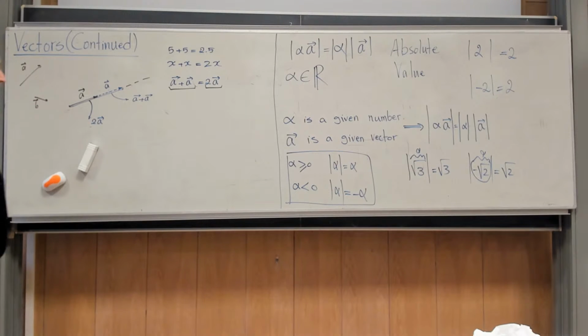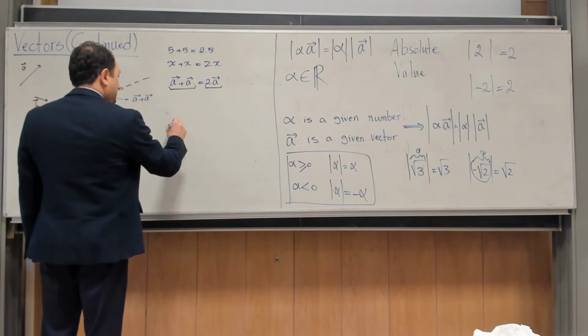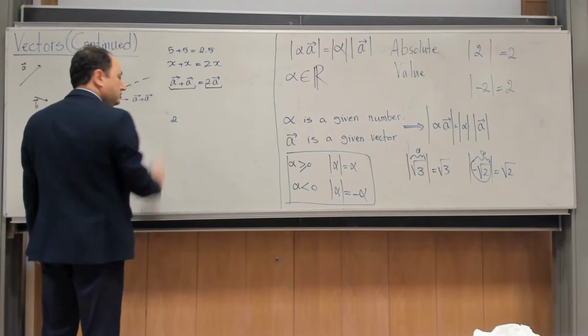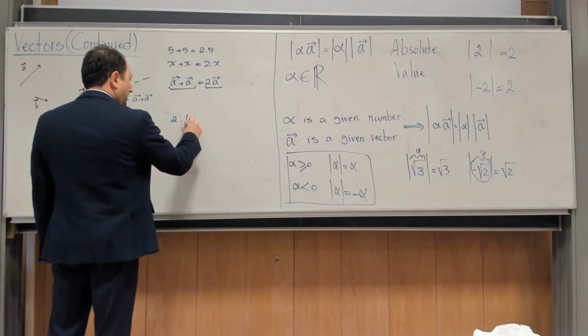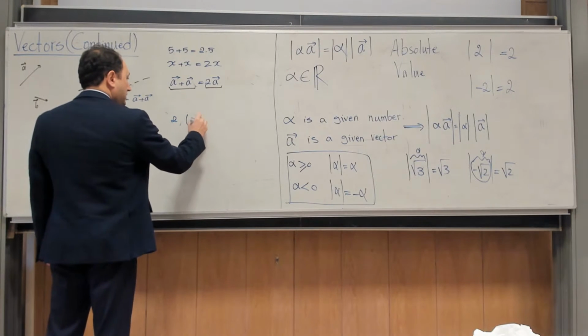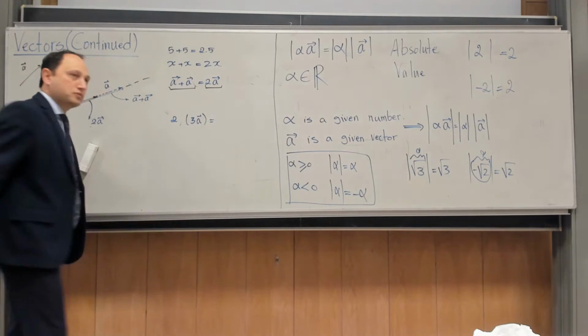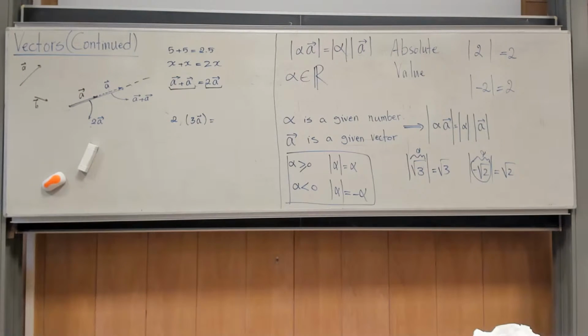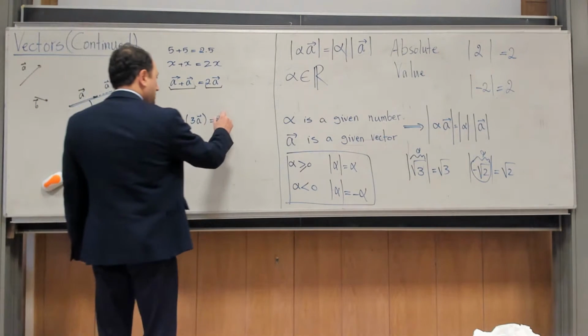Another trivial thing, it might be trivial: if I have 2, and then I multiply it by 3 times A, what is the first thing that comes to your mind? What is the answer? Yes, if everything is going as natural, it should be 6A. Yes? So it is 6A.